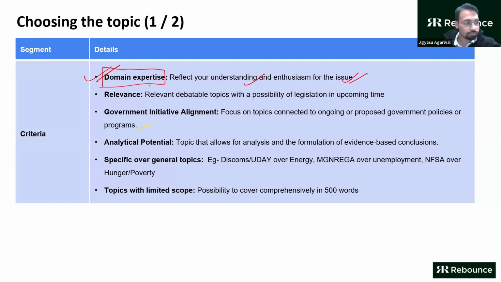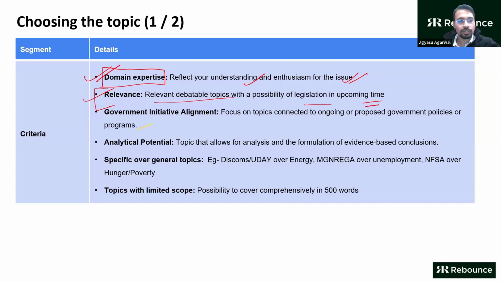So maybe if you are, let's say, from engineering background, you are from computer science or IT, you can talk about data protection. You are somebody from environmental sciences, maybe you can talk about something like Forest Conservation Act, or maybe you can talk about energy issues like Mines and Minerals Act. We will discuss all these things in broader detail. Let's say if you are from legal background, maybe you can discuss competition law. So talk something where you hold your expertise, which is your area of understanding, which you understand really well. Second is relevance. So relevant debatable topics with the possibility of legislation in upcoming times. So do not choose any archaic topic.